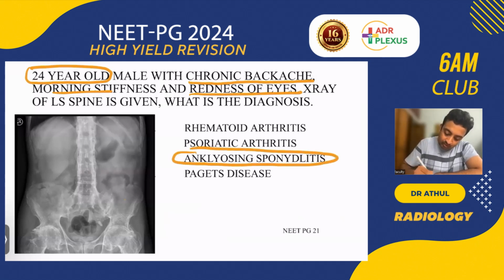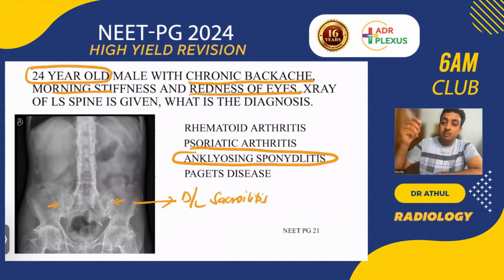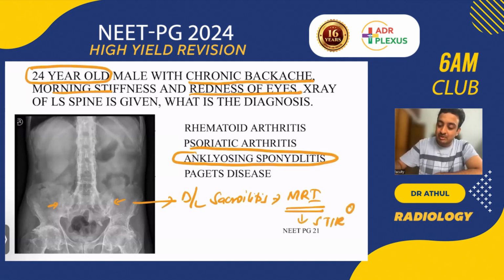If you see the sacroiliac joint, there is bilateral sacroiliitis. So if they ask you what is the best investigation to pick up ankylosing spondylitis at the earliest, then your answer should not be X-ray, it should be MRI. Can you tell me which sequence? Excellent. The sequence is STIR. You know these things. So MRI helps you to pick out bone marrow edema, which will be the first manifestation of any inflammatory disease like ankylosing spondylitis.